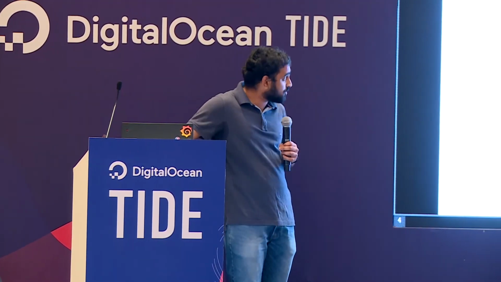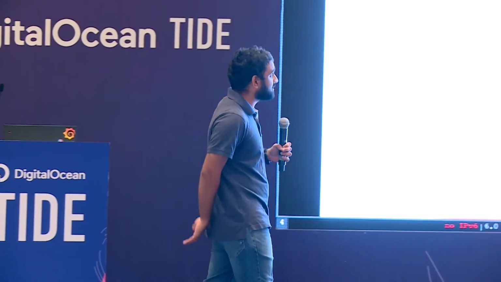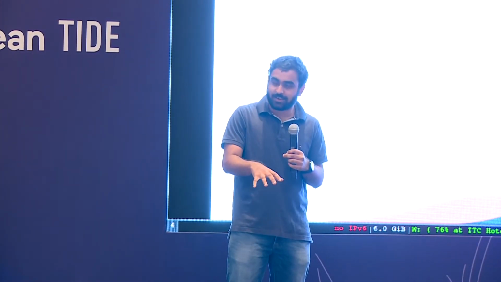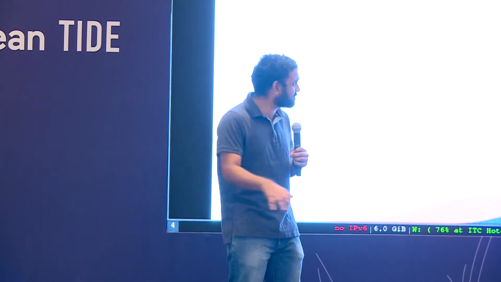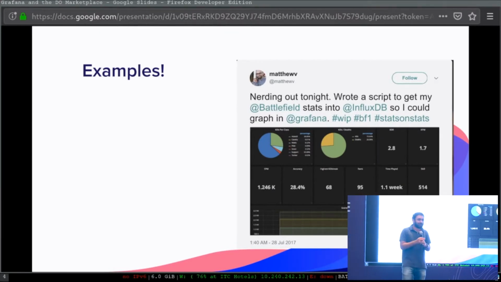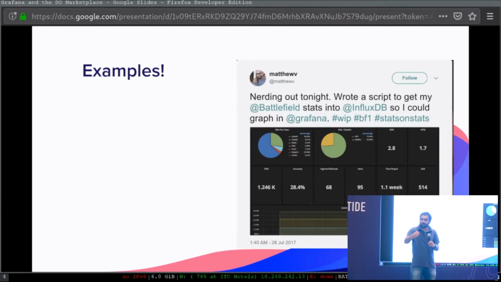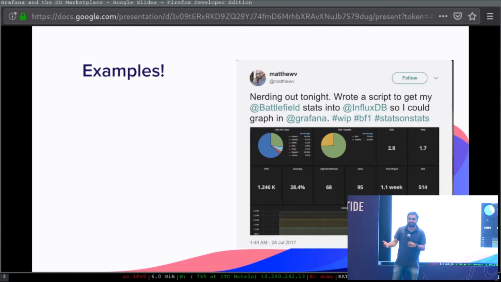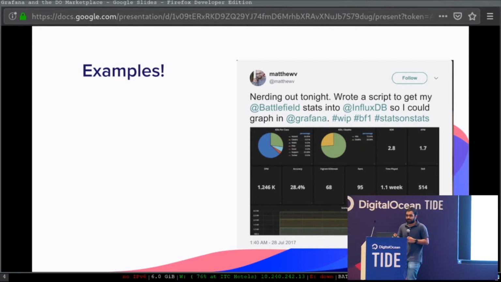But first, let me show you some examples. If you can't see this, somebody actually took his Battlefield gaming stats and visualized it in Grafana. So essentially this has an accuracy of 28% in shooting and a kills to death ratio of 2.8. And over time you can store this and look at it and see, my accuracy is getting better, my accuracy is getting worse, and things like that. So that is one use case.